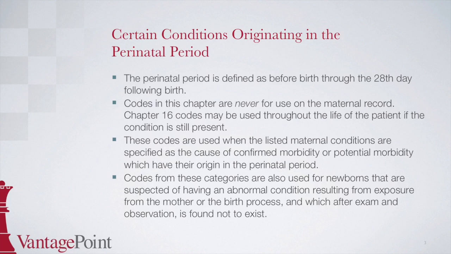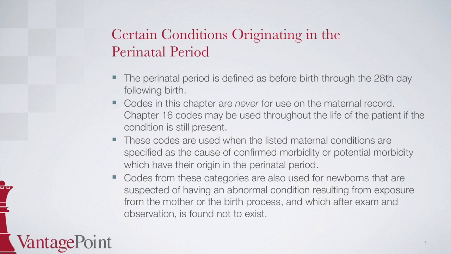You're going to use these codes when documentation indicates that maternal conditions either caused or had the potential to cause a complication in the baby. Unlike the majority of ICD-10 codes, codes from this chapter can be used for newborns that are suspected of having an abnormal condition resulting from exposure from the mother or the birth process, even if after exam and observation, it turns out the baby does not have the condition.